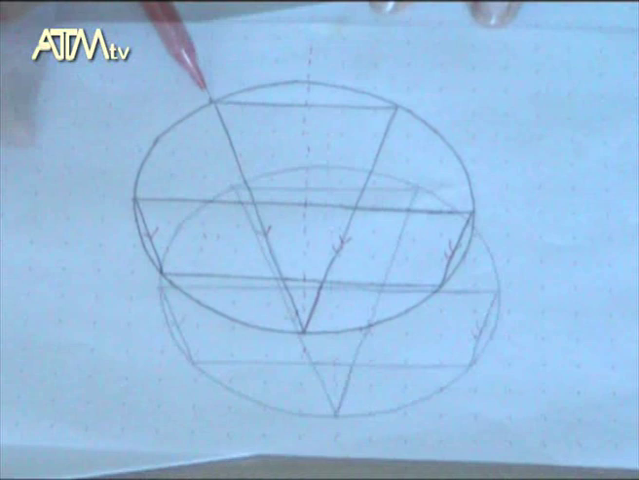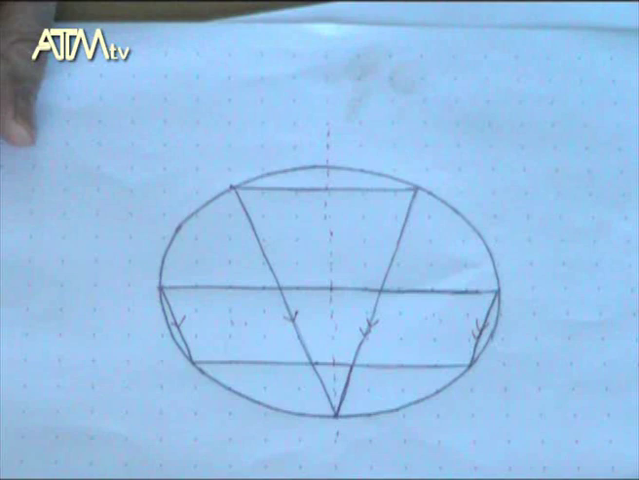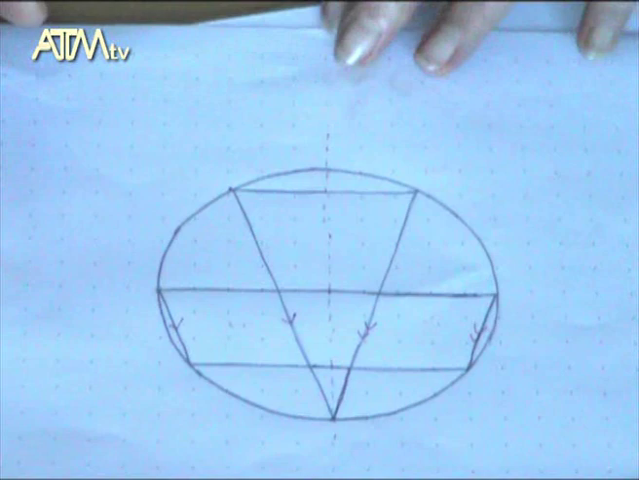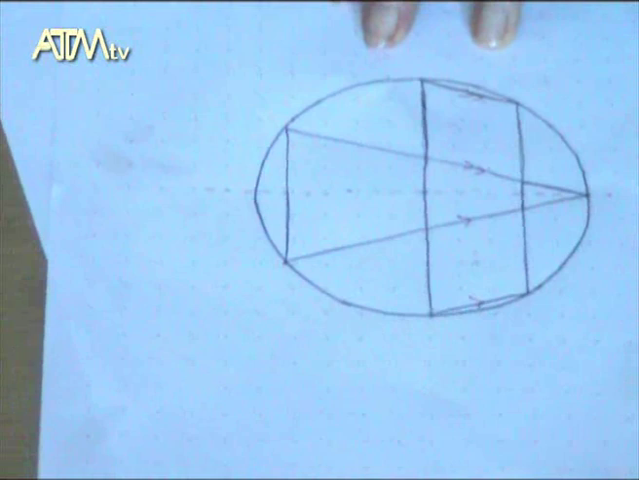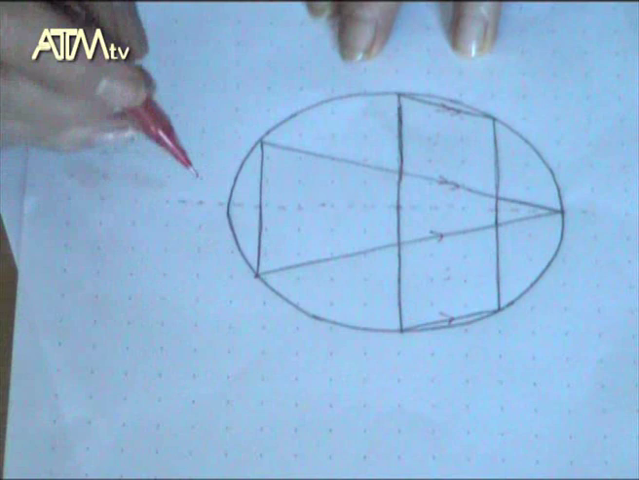Now, this is a diameter as well, and this is a diameter. So the angle in a semicircle, so that's a right angle. So I want to draw that.